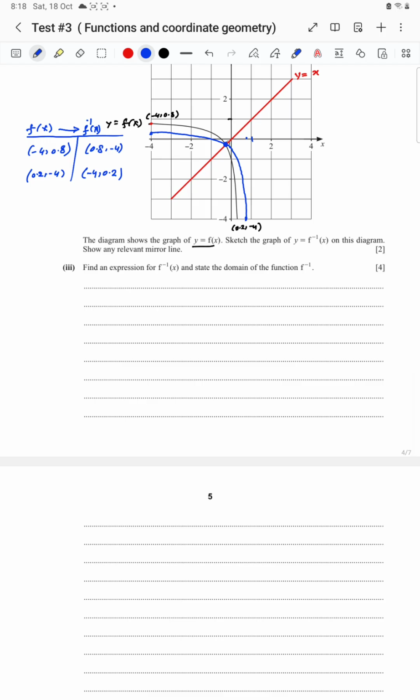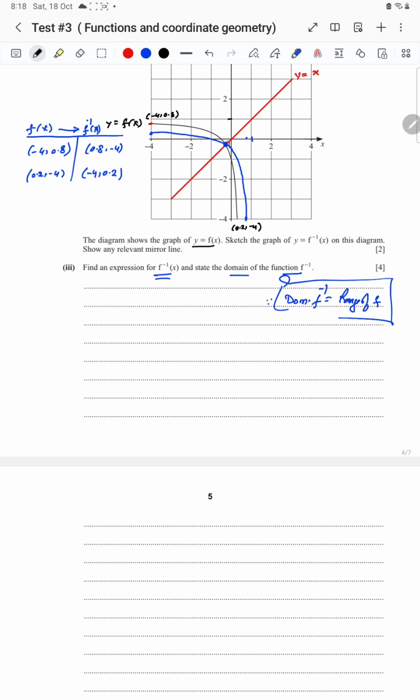Okay, now the final third part of this question is find an expression of f inverse of x and state a domain of f inverse. Domain of f inverse is equal to what? Range of f. We know this rule, and similarly the range of f inverse will be the domain of f.